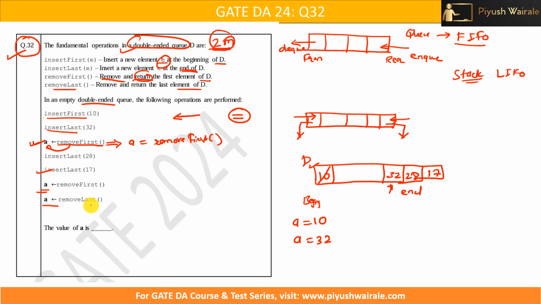Now again, A, remove last. Now we are left with 28 and 17. Out of these two elements, which one is the last? 17 is the last. So the value of A is 17. After execution of this pseudocode, the value of A is 17. So 17 is the answer for this question.